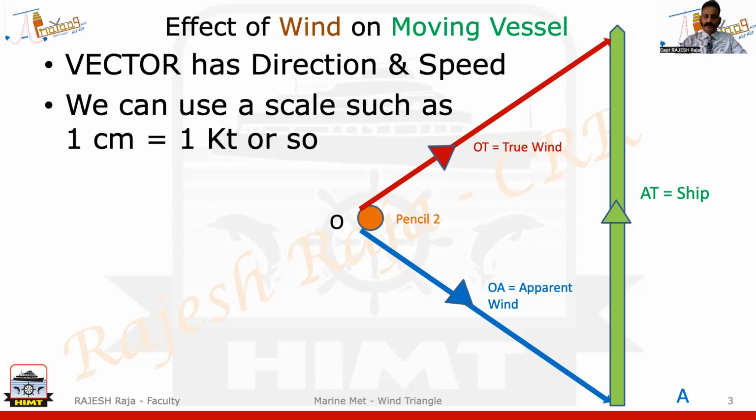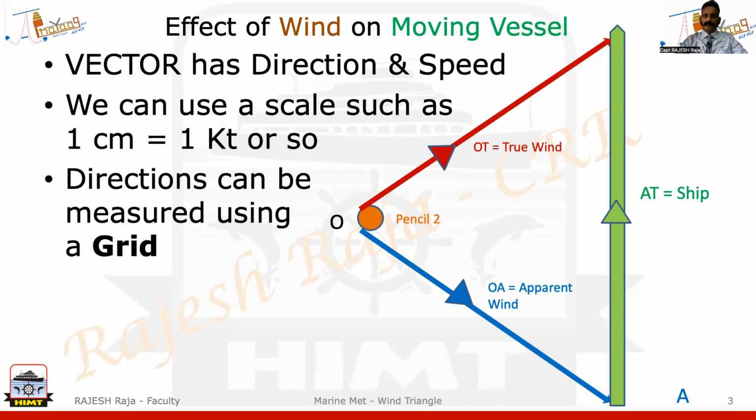Now, before you start solving any problem, you need to take a scale. So you can take a scale of 1 centimeter is equal to 1 knot or 1 nautical mile, depending on what you are doing. So 1 centimeter is equal to 1 nautical mile is a good scale.